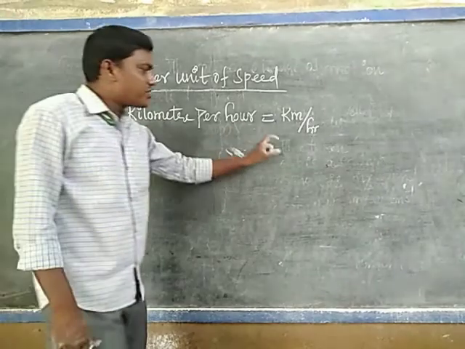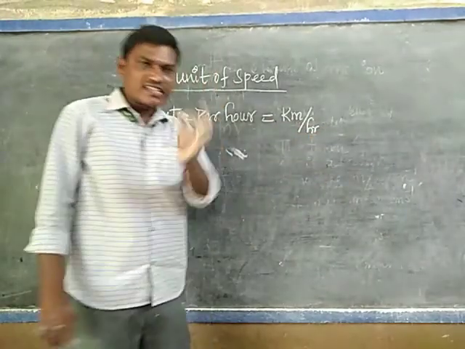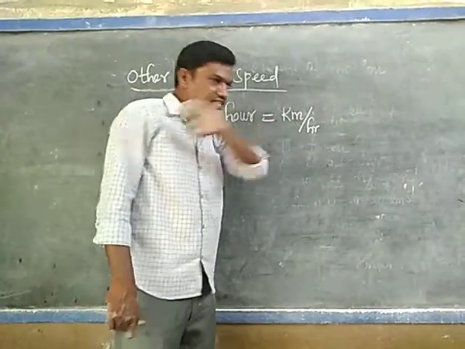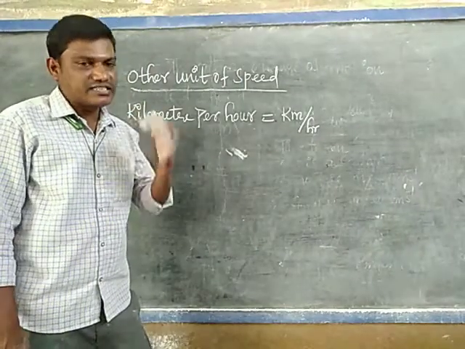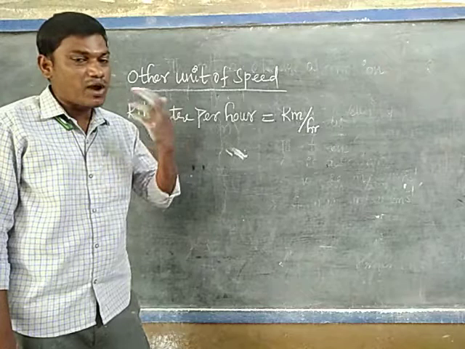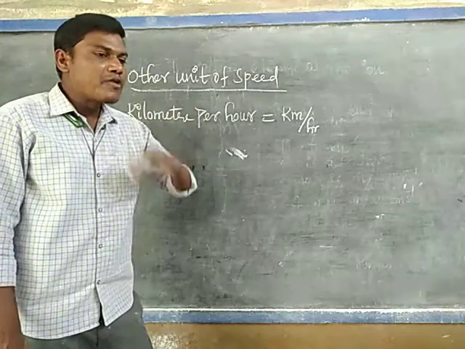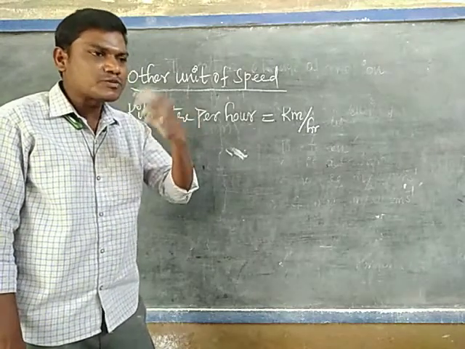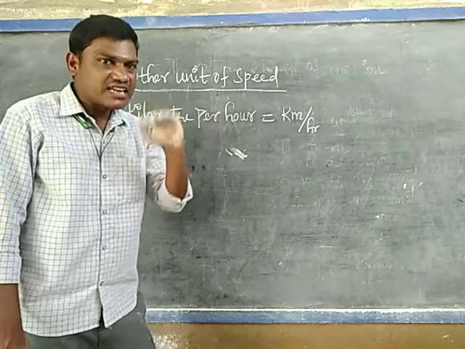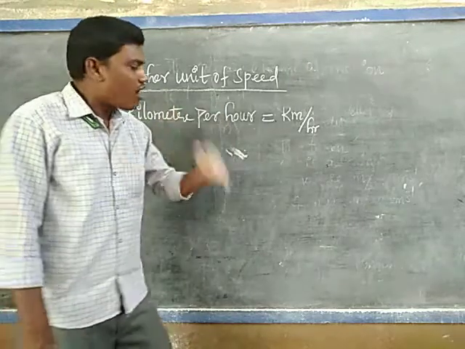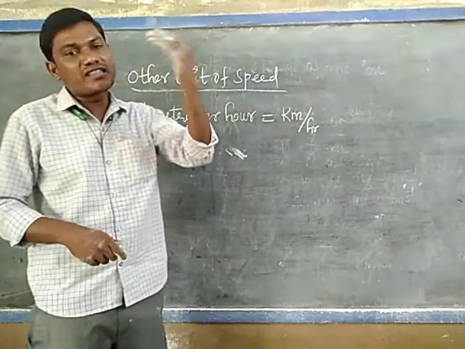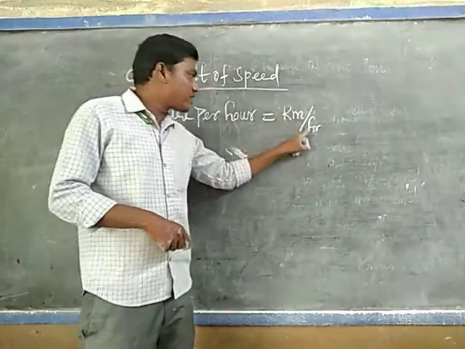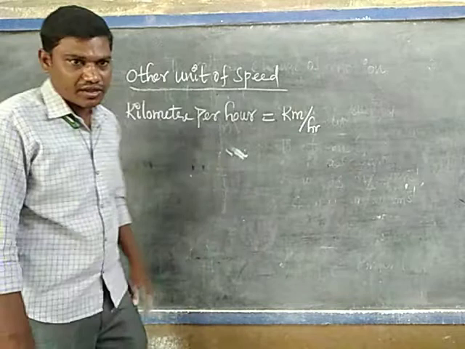So what is the SI unit? Meter per second. What is the CGS unit? Centimeter per second. But in the case of any vehicles, either two-wheeler or four-wheeler, we can measure how much speed the body travels. That is always expressed not in meters per second, but in another unit, that is the kilometer per hour.